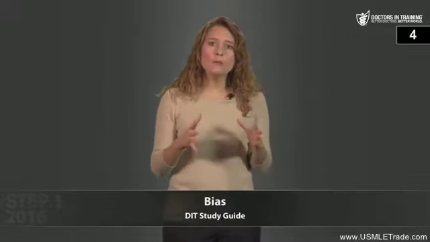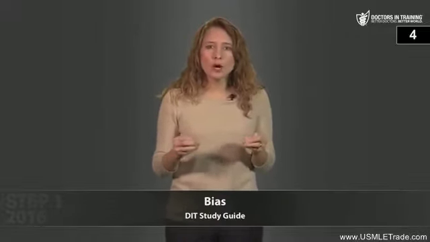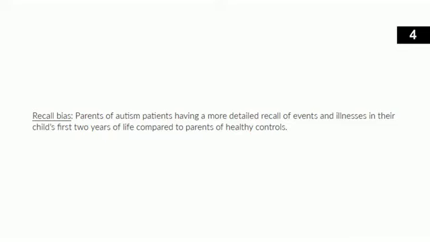Now let's talk about information bias or observation bias, which is bias that occurs during the collection of data. First, recall bias. Recall bias results from a difference in recall between the two study groups. The example in your study guide says parents of autism patients having a more detailed recall of events and illnesses in their child's first 2 years of life compared with parents of healthy controls.